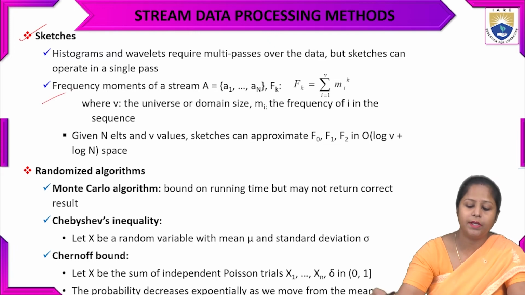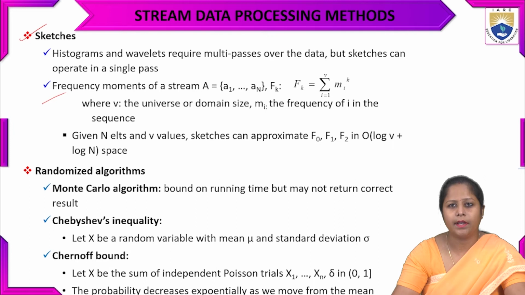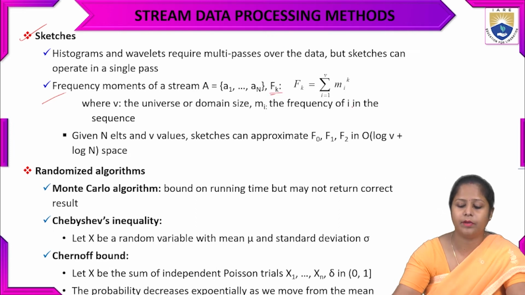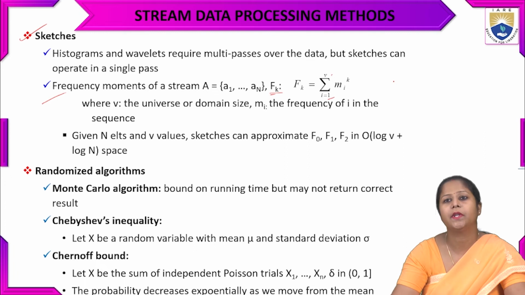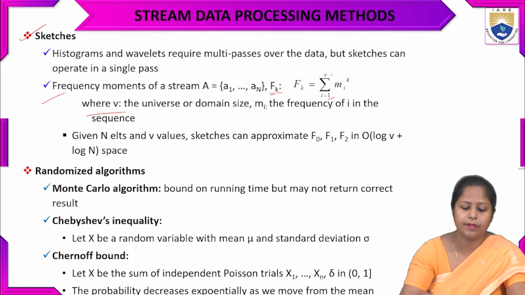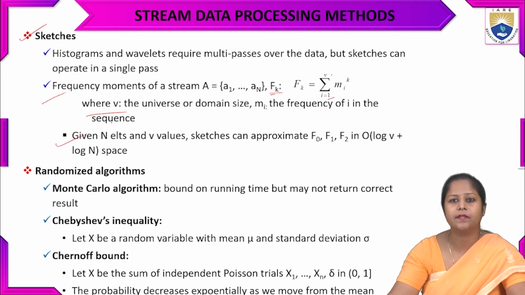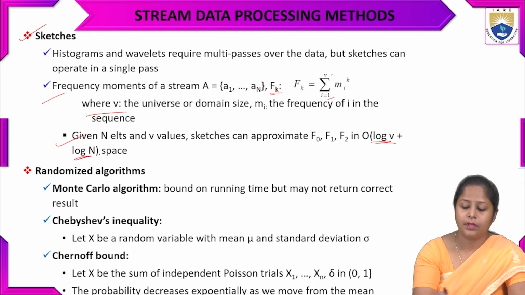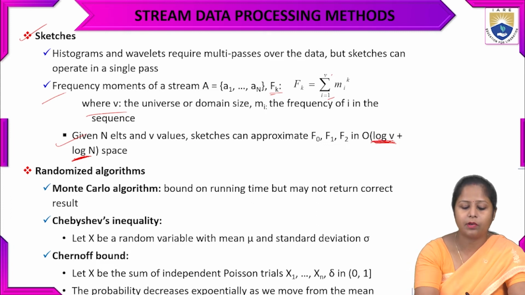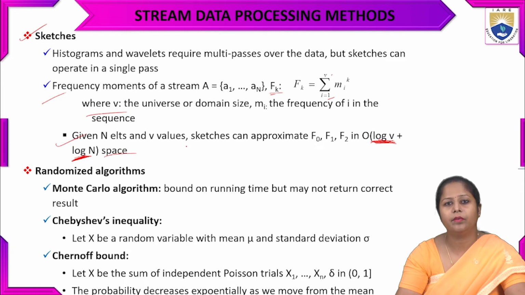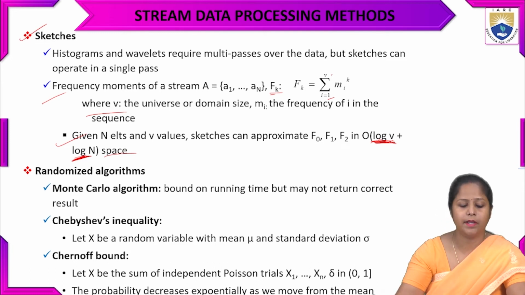So the frequency moments of the stream A equal to A1 to AN, and that frequency Fk is equal to the summation of i equal to 1 to v of mi to the power k, where v is the universe or domain size, and mi is the frequency of the item i in the sequence. Given n items and v values, sketches can approximate f0, f1, f2 in order of log v plus log n. This is the space that will be needed to store that, so it will be O of log v plus log n space. That is the storage for the single pass.